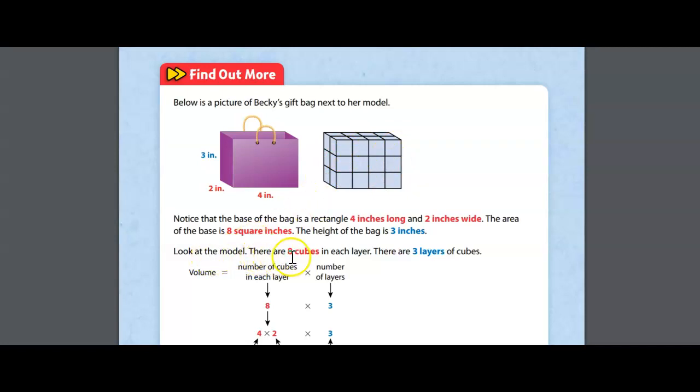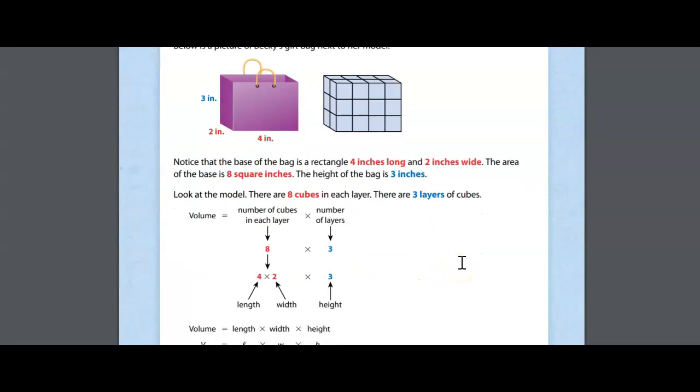Look at the model. There are 8 cubes in each layer. There are 3 layers of cubes. So let's look at our formula. Volume will equal the number of cubes in each layer times the number of layers. Let's break that down. The number of cubes in each layer is 8. And how did we say we got 8 last time? We multiplied the length, 4, times the width, 2, which is 8.